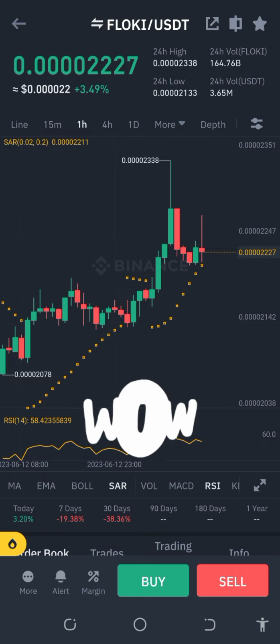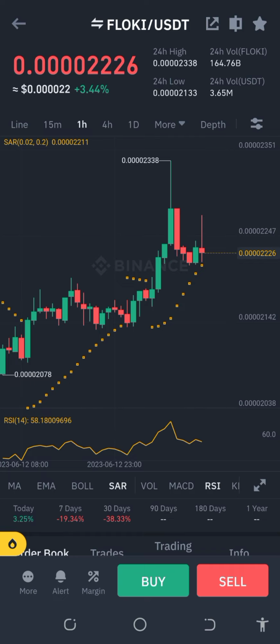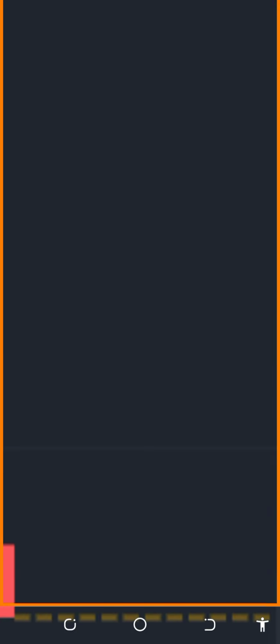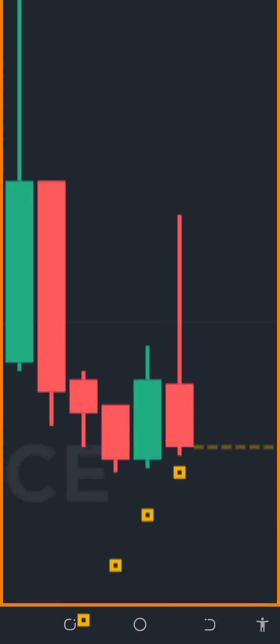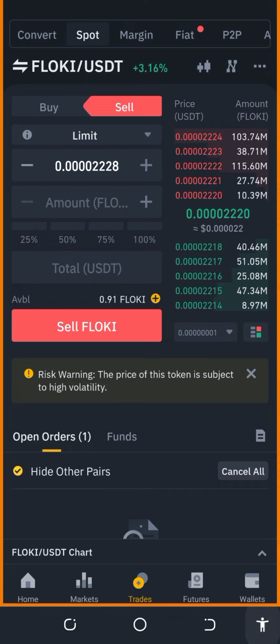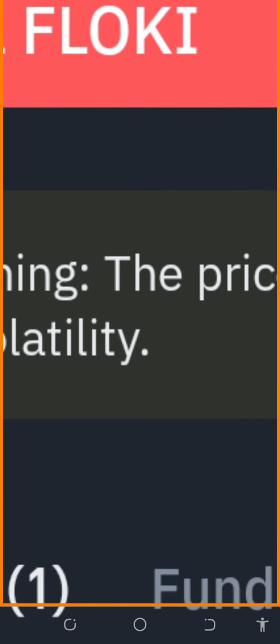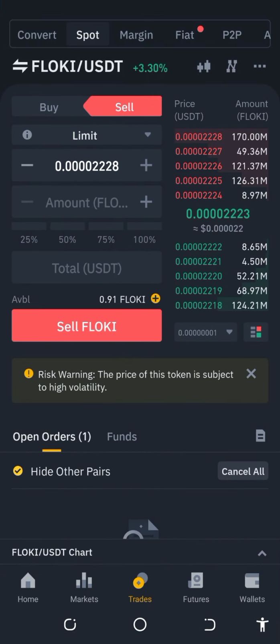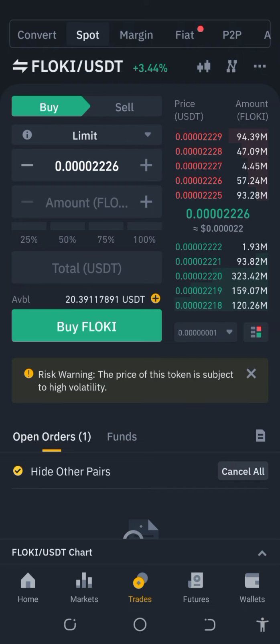Wow, I'm back, and it has already executed. Wow. Can you see what I'm seeing here? It ran all the way up, just like I expected, and now it's back down again. I mean, these things. Take a look at what it says here. Just look at this warning. It says here, risk warning: the price of this token is subject to what? To high volatility. Yes, that means it can be quite erratic. High volatility means that it can go up and down at any moment in time. So you cannot really tell what's going to happen. So really, what do we have here?